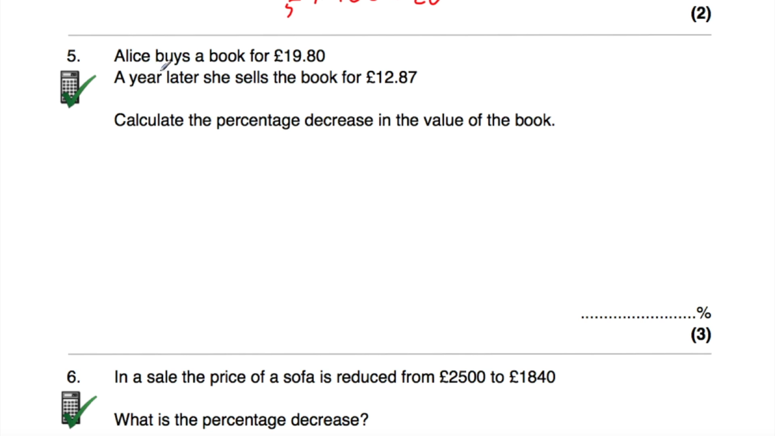So question number 5 says, Alice buys a book for £19.80. And a year later, she sells the book for £12.87.